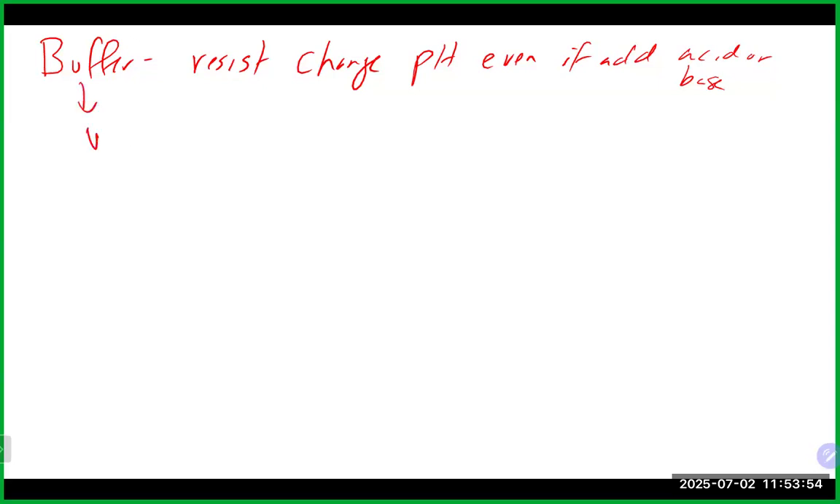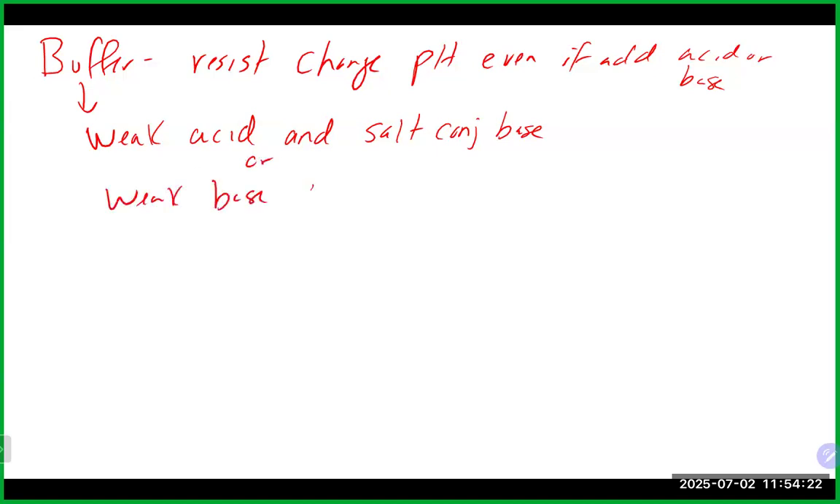And remember, a buffer has to be either a combination of a weak acid and the salt of its conjugate base. And remember, that really is just the basic Bronsted-Lowry definition between acid and base, one H plus difference. The salt part of the conjugate base in this case really doesn't do anything. It's just like sodium or something like that that's hanging out to balance the charge. Or you can make a buffer out of a weak base and the salt of its conjugate acid.